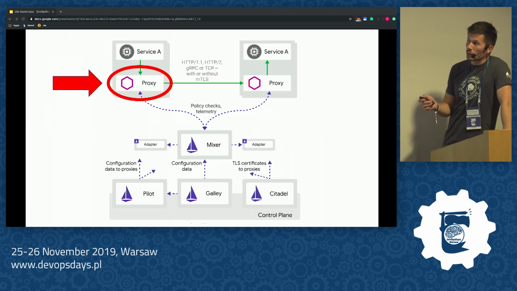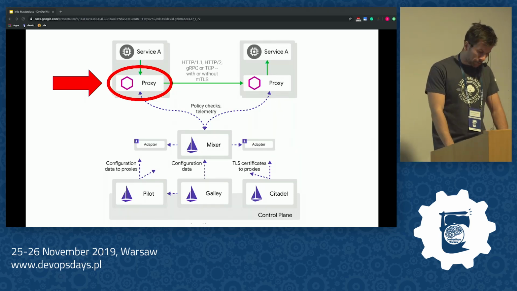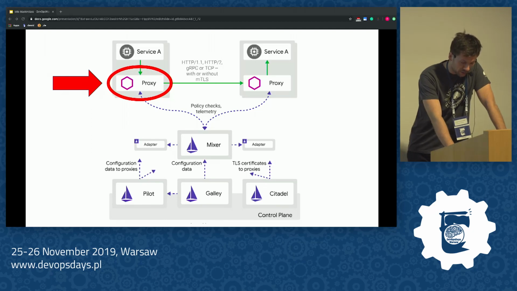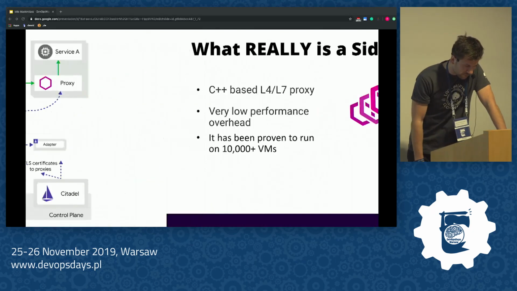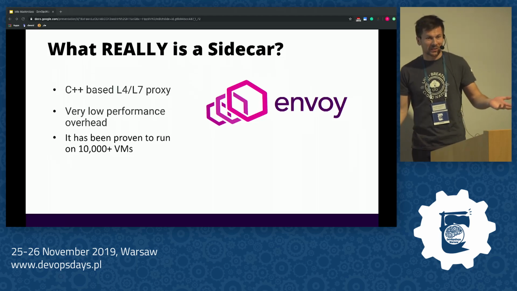That's why you don't need to make any changes in your microservice. You don't need to instruct your microservice to use Istio, because basically it just hijacks you. If that's clear, then let's talk a bit about what that sidecar really is. Basically, that sidecar is just Envoy proxy. Just Envoy proxy, that's it.